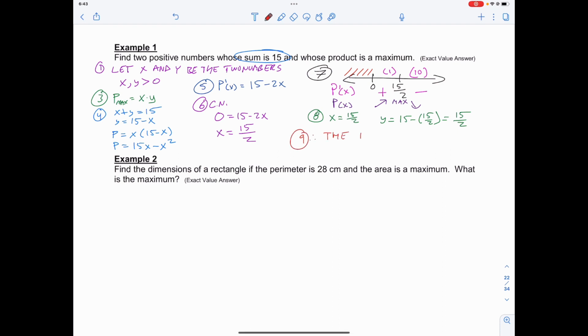And then I do my statement. The two positive numbers with a sum of 15 and a maximum product are 15 over 2 and 15 over 2.